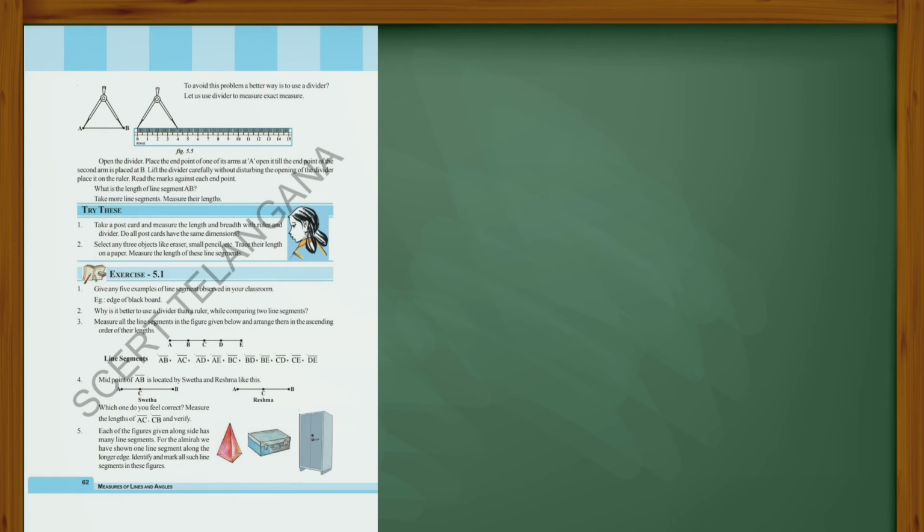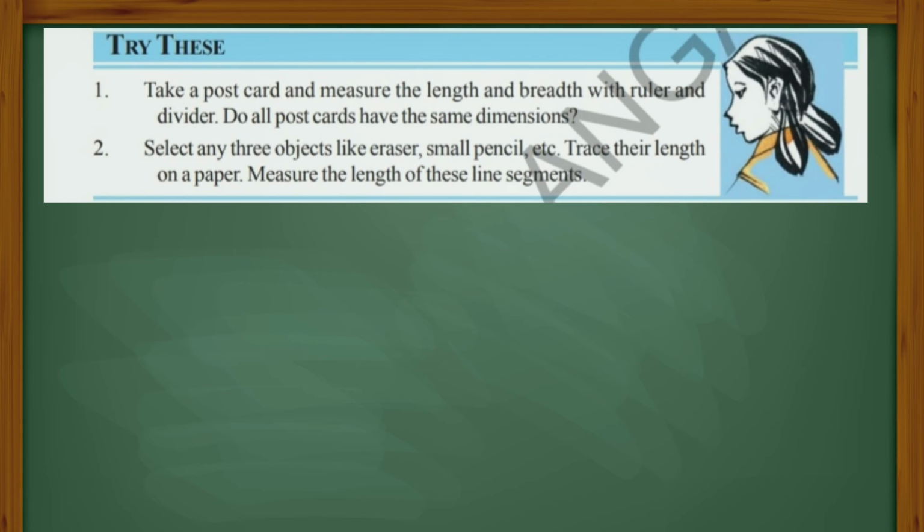Children, turn to page number 62 and observe the activity. Try this. Here, the first activity is to take a postcard and measure the length and breadth with a ruler and divider. Will you do this, children? And also observe whether all the postcards have the same dimensions or not. Okay. And the next activity is to select any three objects like an eraser, a small pencil, etc. Trace their length on a paper. Measure the length of these line segments. Children, do it at your home.